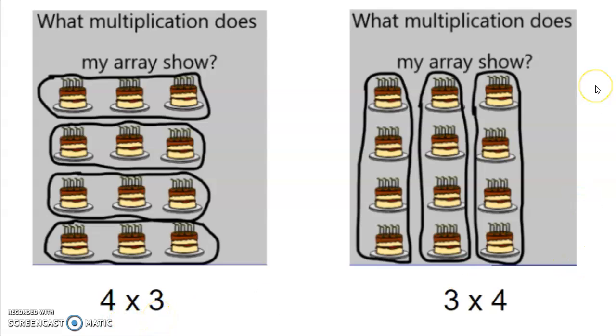For the next one, I've got the same amount of cakes, but I've drawn the circles around it differently. So this time, count how many groups there are. 1, 2, 3 groups. I've got 3 down here. And in each group, there are 1, 2, 3, 4 cakes. So my number sentence would be 3 times 4. There are 3 groups with 4 cakes in each group. 3 lots of 4. 3 groups of 4.